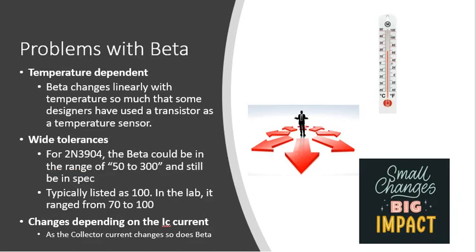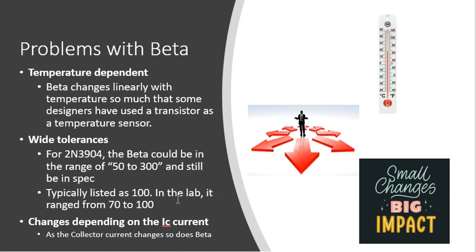There are problems with beta. The very first one is that it's temperature dependent. As the temperature changes, beta changes linearly. It changes so much that some designers have used transistors as temperature sensors. Another problem is a wide tolerance. We've been talking about the 2N3904, and we say its typical beta is 100, but the actual spec says the beta could be anywhere from 50 to 300. So that's quite a range.